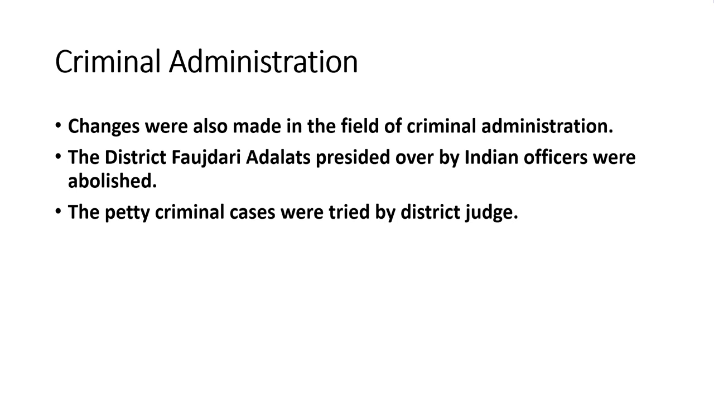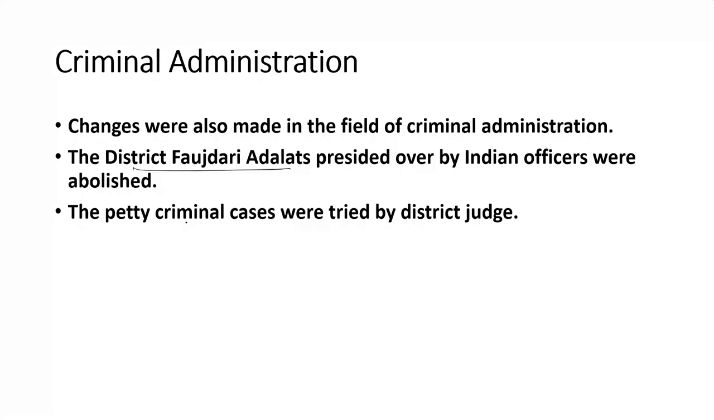Now, coming to the criminal administrative reforms introduced by Lord Cornwallis. During the period of Warren Hastings, district Faujdari Adalats existed for the administration of criminal justice. They were presided over by Indian officers. But Lord Cornwallis abolished the district Faujdari Adalats presided over by the Indian officers. Now petty criminal cases began to be tried by the district judge.